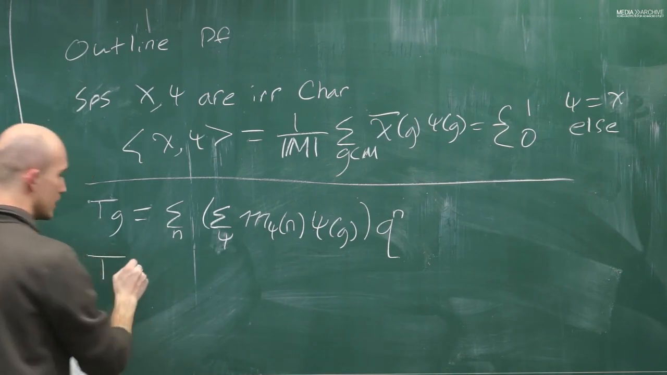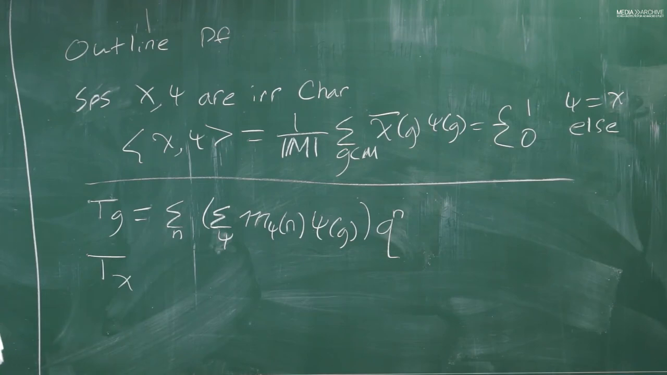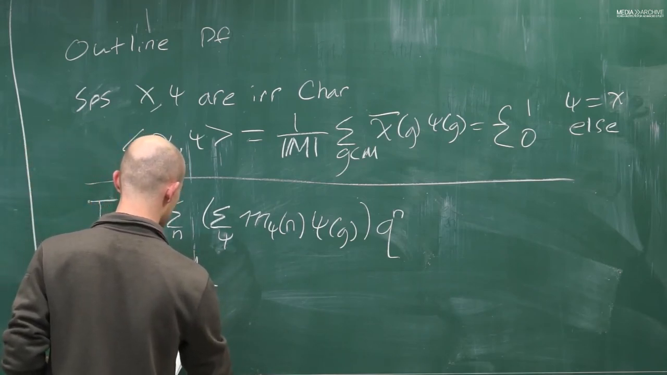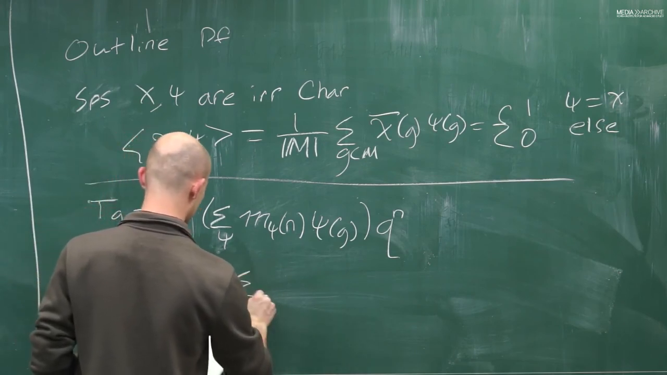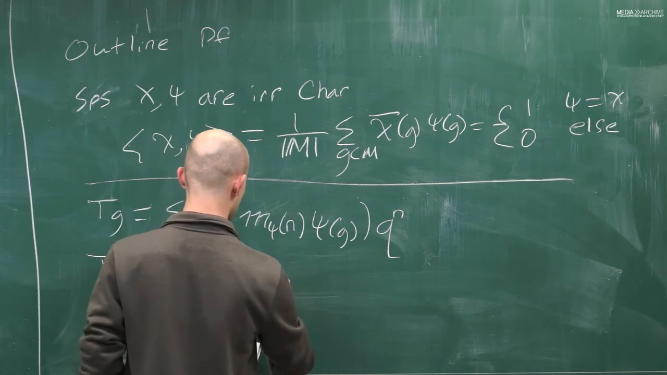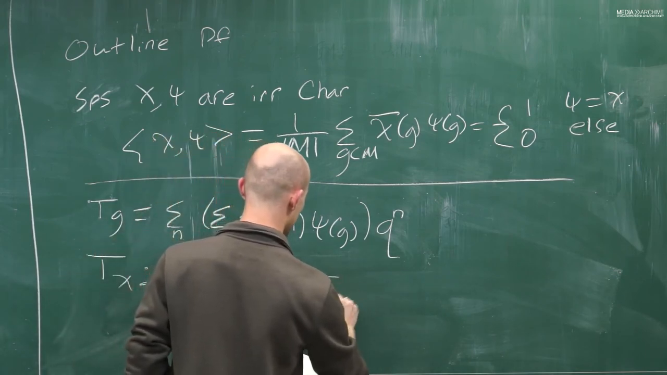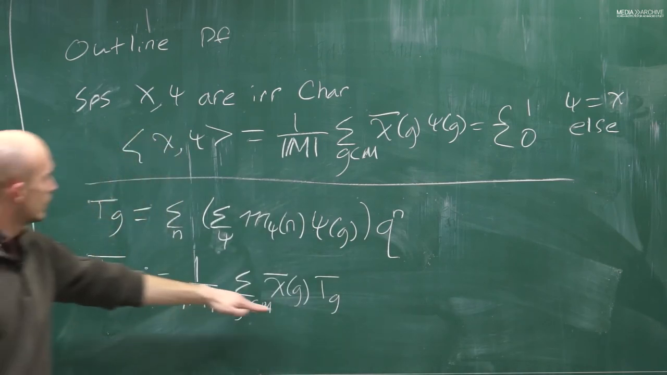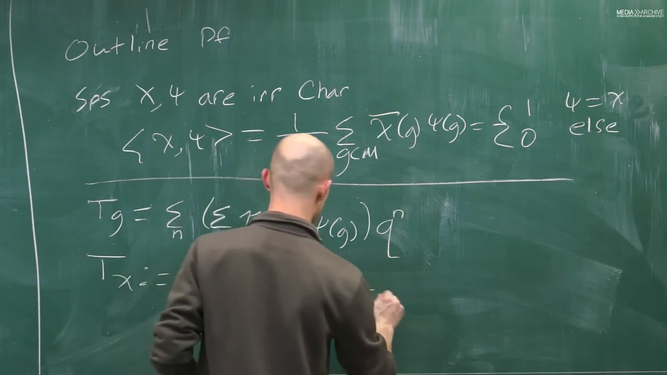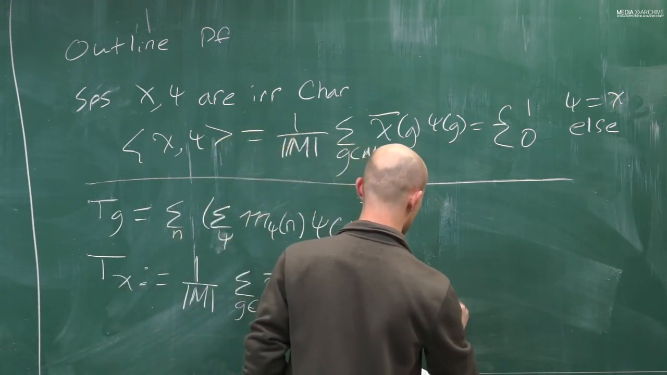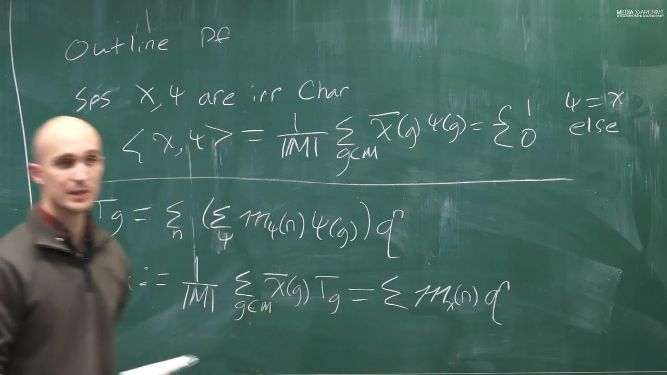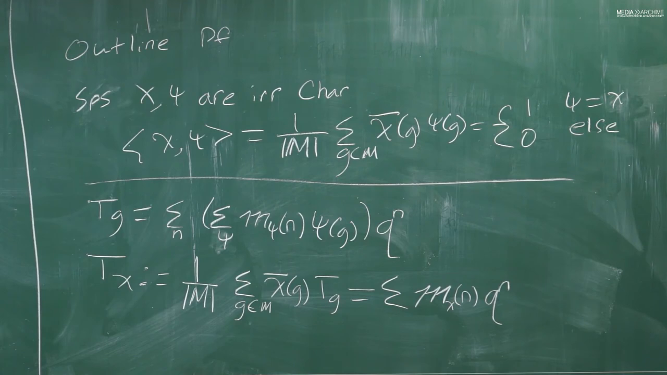Then if I define a function T_chi, a kind of twisted McKay-Thompson series, I'll define this as 1 over the order of the monster group times the summation over elements of the monster group of chi bar of g times T_g. Now, combining these two statements, what I end up getting is that this is equal to a sum of just the multiplicity value for chi times q^n. So each of these multiplicities is itself a coefficient of a modular function.